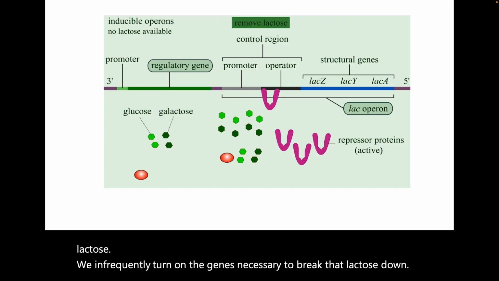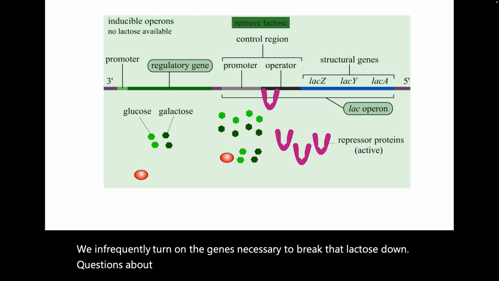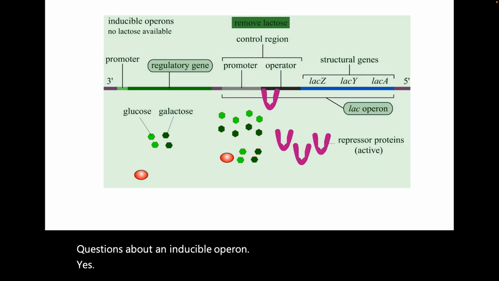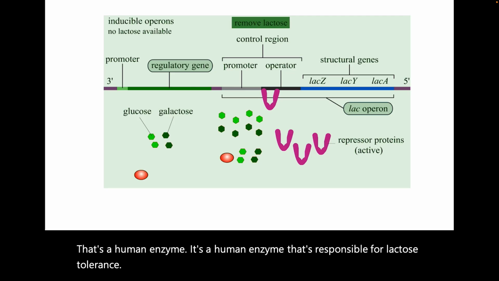Questions about an inducible operon? Yes. Is this like the direct pathway responsible for giving you more lactose tolerance when you chug more milk or something? Mm-mm. That's a human enzyme. It's a human enzyme that's responsible for lactose tolerance. This is only for bacteria. Only for bacteria, yeah.